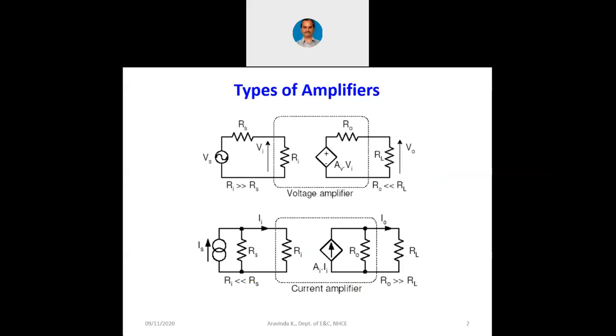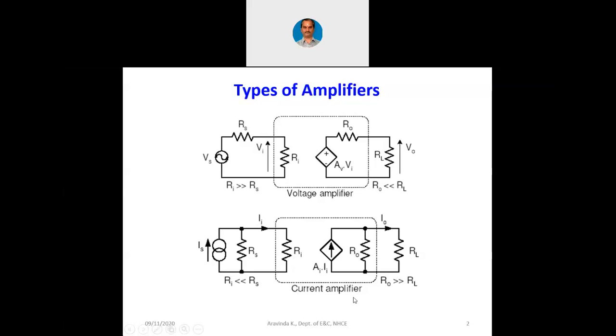First, let us see the types of amplifiers. Amplifiers can be classified as many types based on their functionality, based on their operation, and based on their application as well. Here I am briefly discussing only 4 types of amplifiers as per their basic configuration. You can see on the screen, the first type is called voltage amplifier and the second type is called current amplifier. In the first type, voltage is the input and voltage itself is the output. So it is called voltage amplifier.